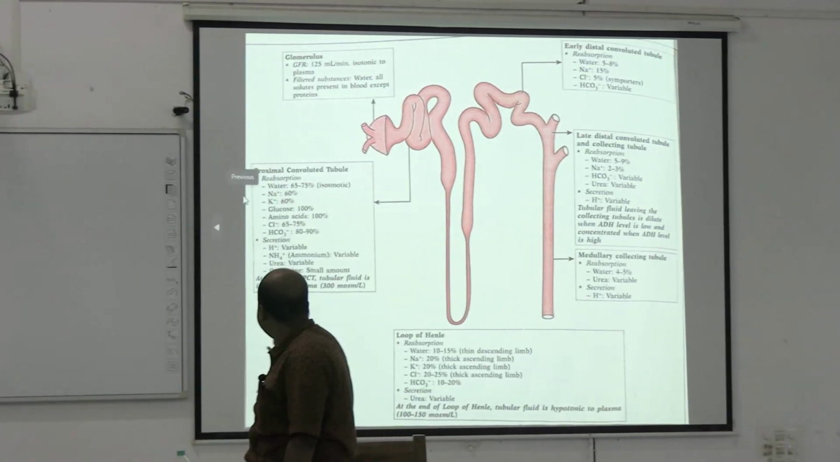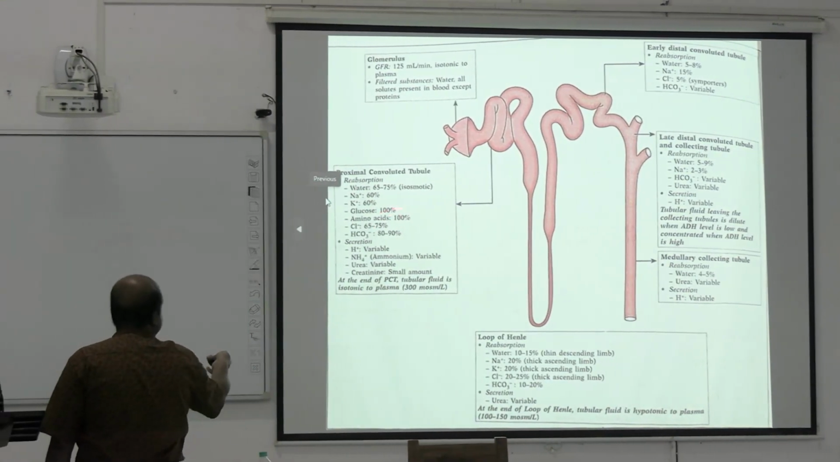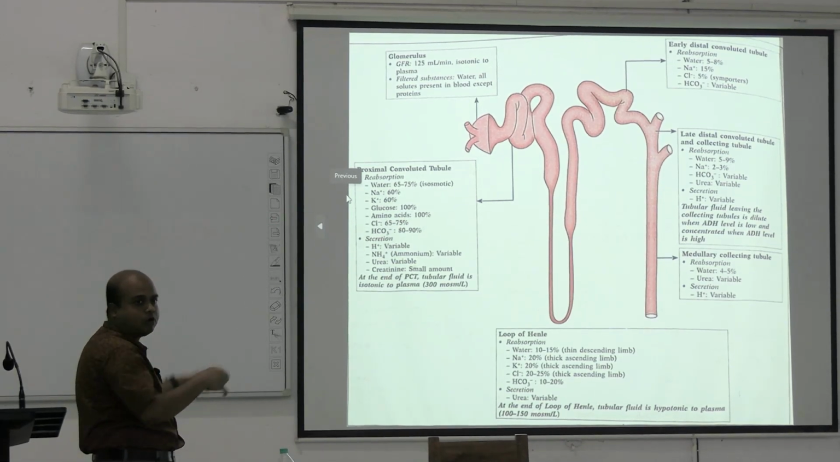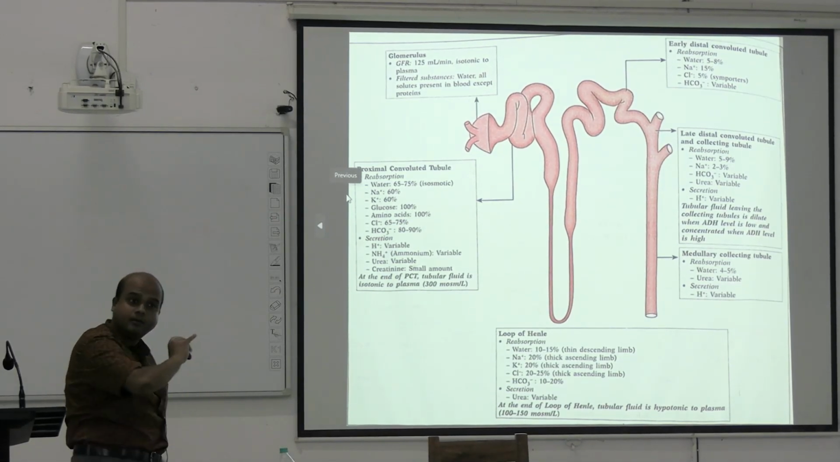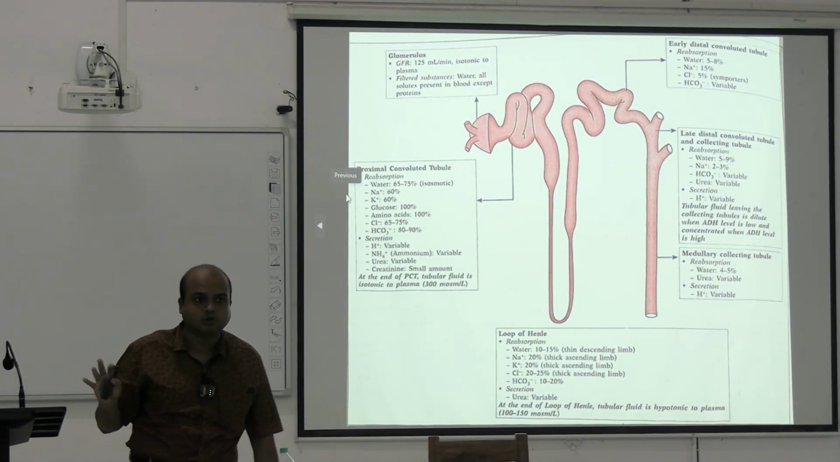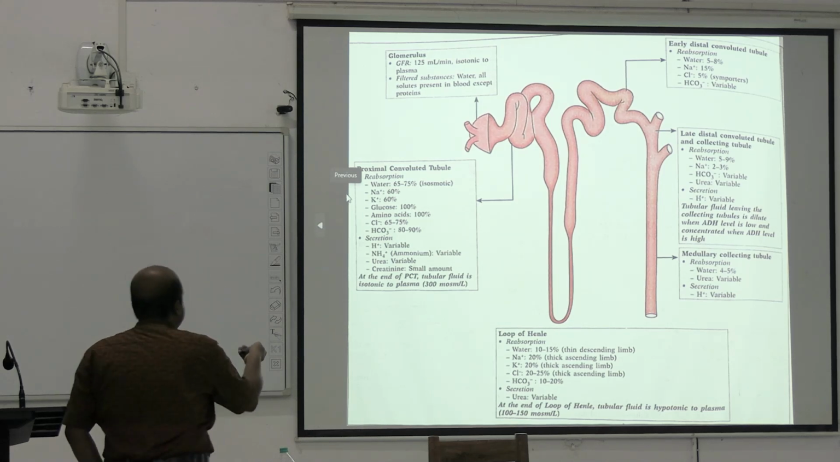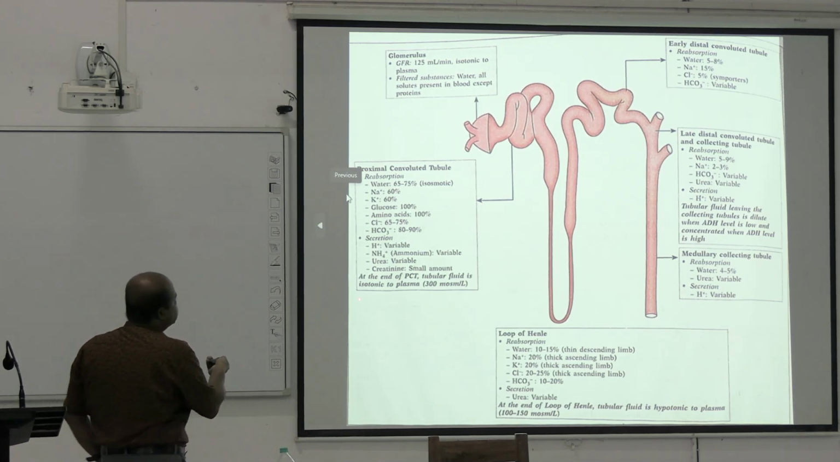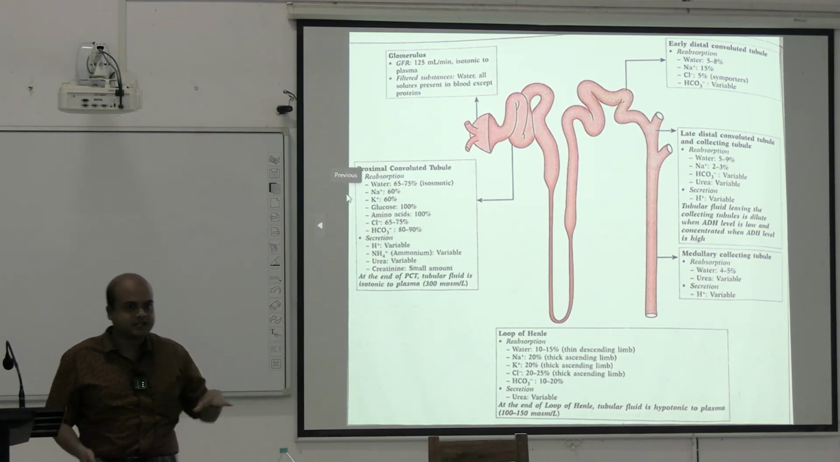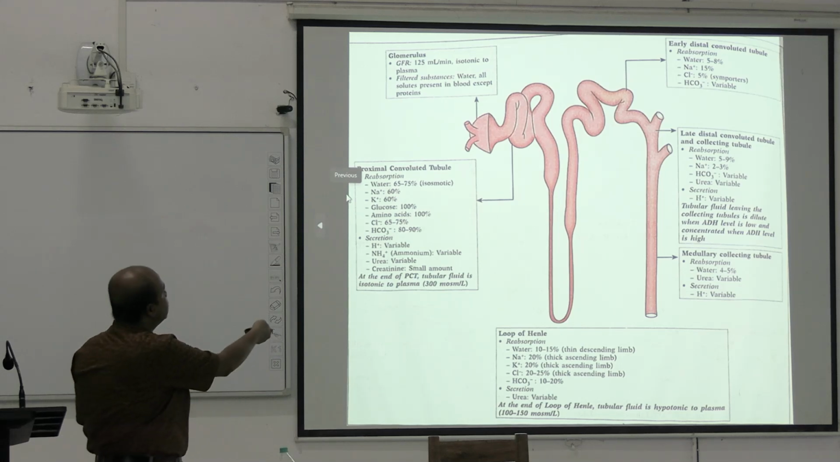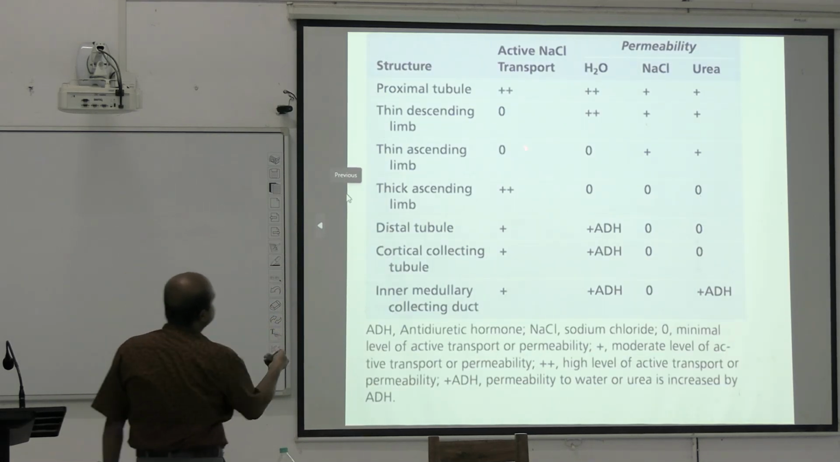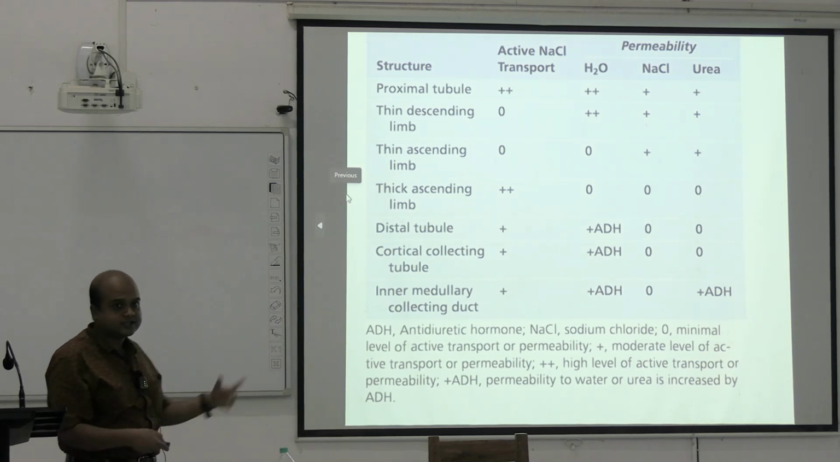So we will come back to this. Glucose is 100%, and most amino acids, practically all, will be reabsorbed in the proximal tubule itself. At the end of the PCT, tubular fluid will be isotonic. We will discuss these things again. So first you see the reabsorption and secretion part.